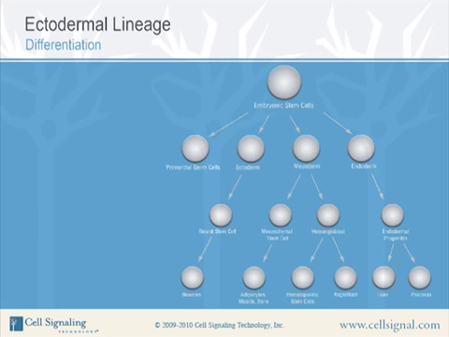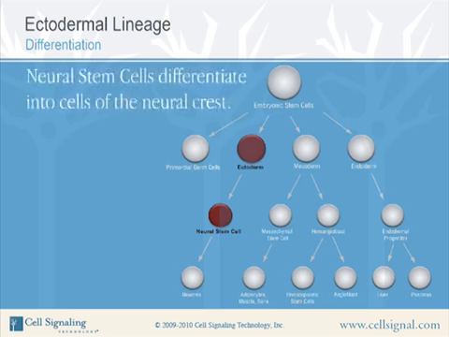Ectodermal lineage. One of the three primary germ layers is the ectoderm. Cells of the ectoderm differentiate into neural stem cells, thereby creating all the cells of the neuronal lineage. Neural stem cells differentiate into cells of the neural crest. The neural crest is a transient component of neuroectoderm present during formation and closure of the neural tube.